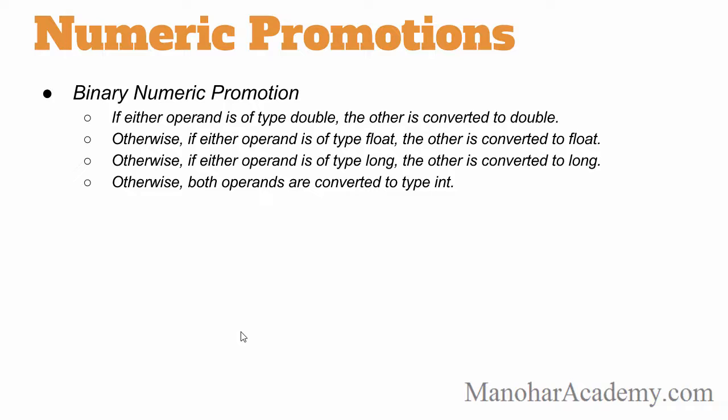Then we looked at numeric promotions. So whenever you are adding numbers or subtracting, basically binary operators, the numeric promotion will happen. So if either operand is of type double, the other is converted to double. Otherwise, if either operand is float, the other is converted to float. Otherwise, if either operand is long, the other is converted to long. Otherwise, both operands are converted to int.